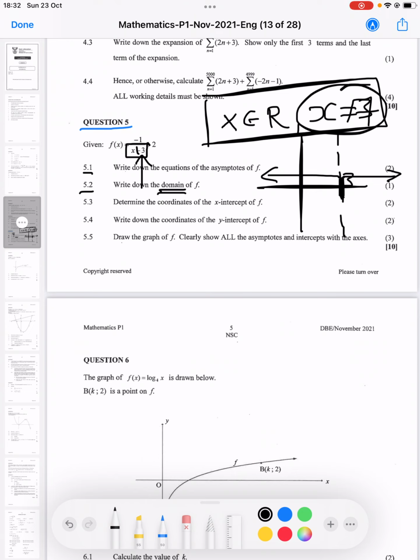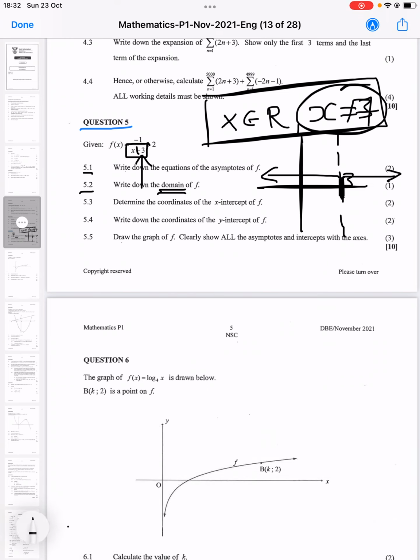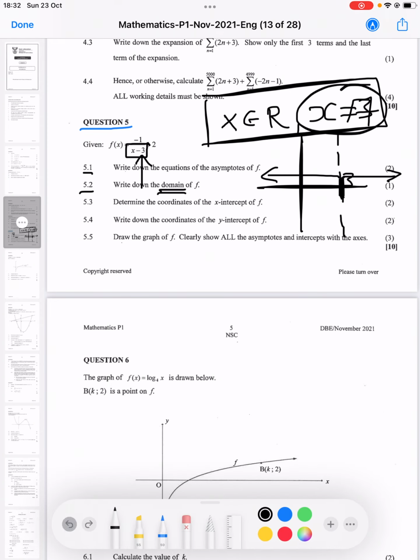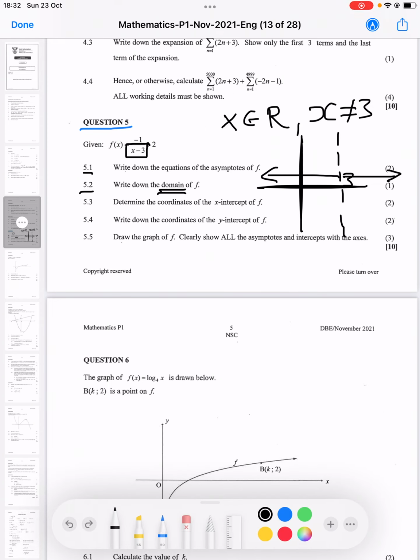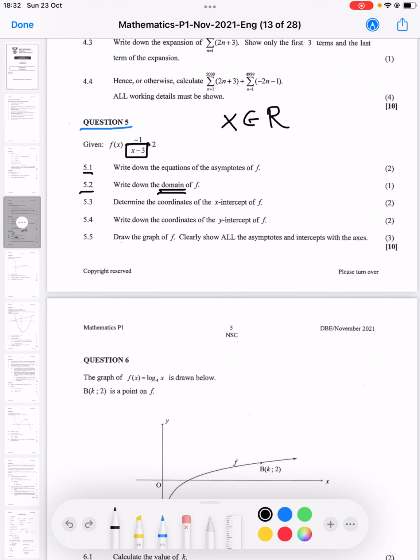Why negative 3? Remember, you equate this thing to 0, then you solve for x. Whatever the value that you get after you've solved for x, that is the one that you write there. So just make sure not to miss my upcoming live lesson, so that you have a better understanding when I explain that in detail. But for now, let's quickly move on to the next question.